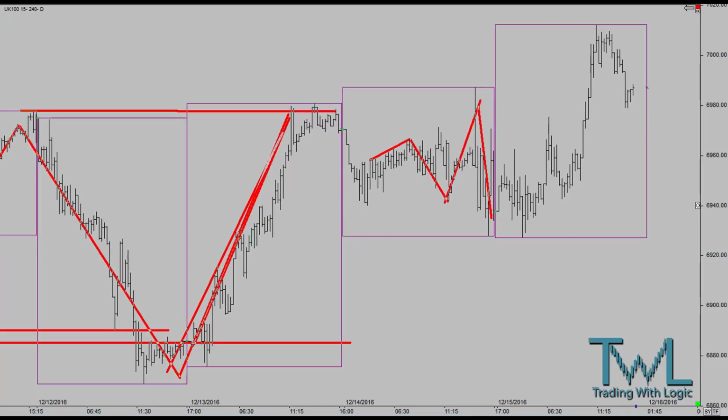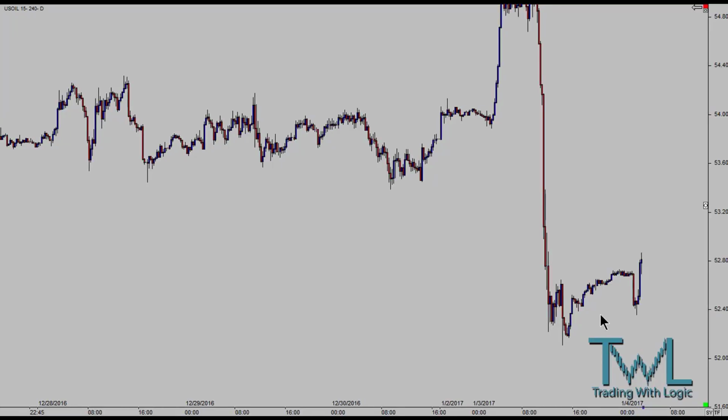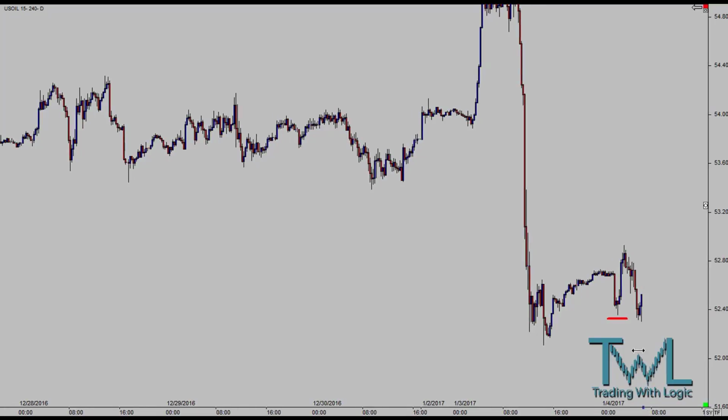Let's see other instruments. Let's go to the US oil. Here you can see how the price starts going up, making higher highs, higher lows, and the price comes below these levels. Imagine if you are somebody that is told that you need to buy with candlestick formations, with U-turns.